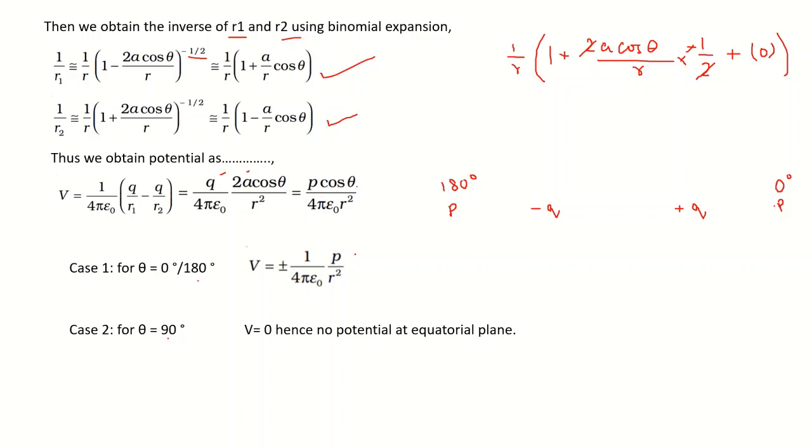For both of these cases, we will obtain the value as 1 by 4 pi epsilon naught p by r square, and a plus or minus sign appears with the value of the cos function. And for the case theta equals 90 degrees, where the point P is placed at the equatorial plane, we obtain the potential as 0, as we have already proved in our earlier video that potential at the equatorial plane must be 0, and hence we obtain the same from the general formula.